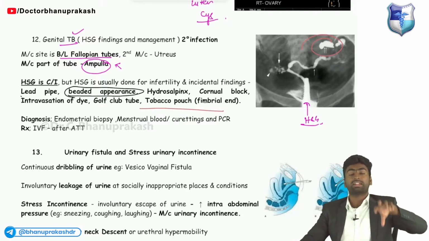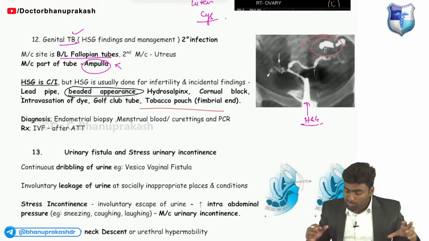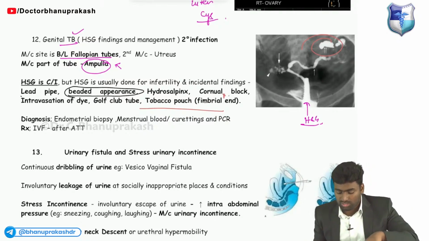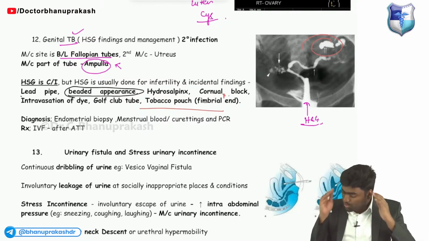So there will be beaded appearance, there will be sperm head appearance, there will be tobacco pouch appearance, there will be others, for example, sometimes there can be a cornual block, but mainly these two, like beaded appearance and tobacco pouch, you should remember.